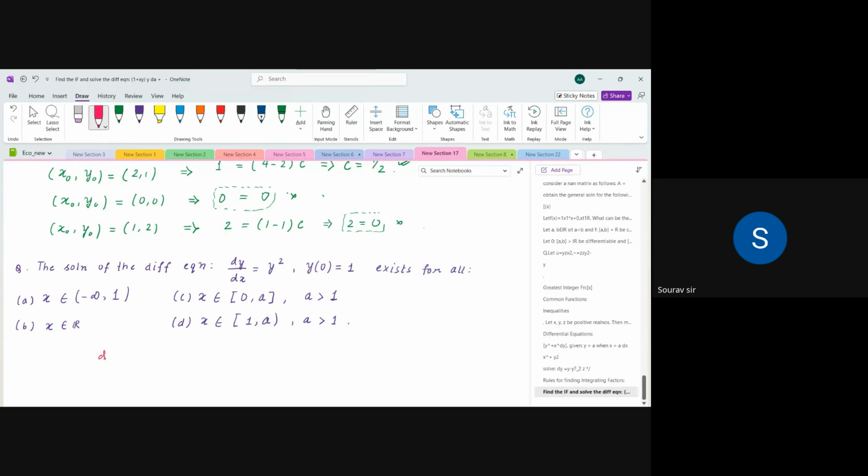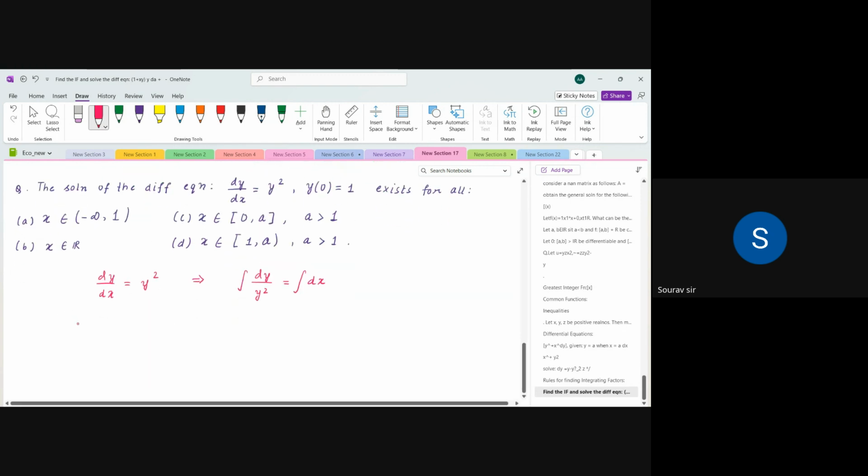So my differential equation is dy by dx is equal to y squared. So this is a pretty simple variable separation, right? And you will integrate both sides. So what are we getting after integration?